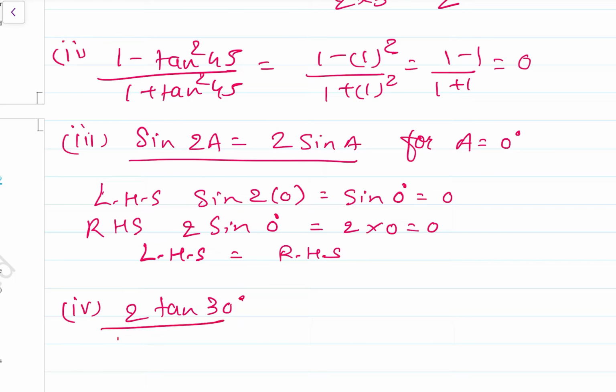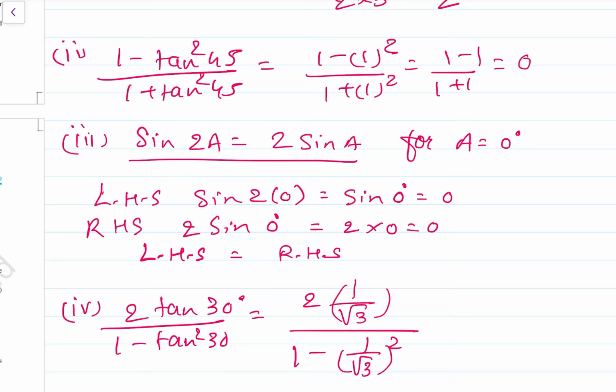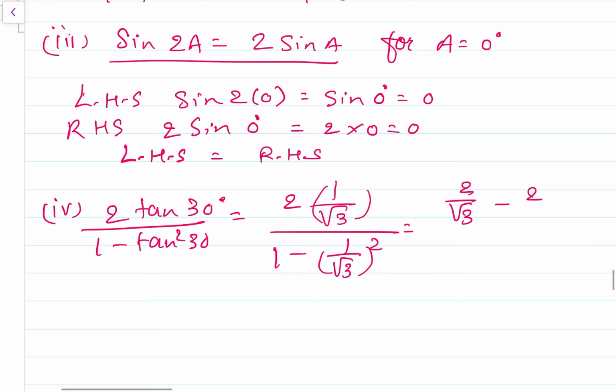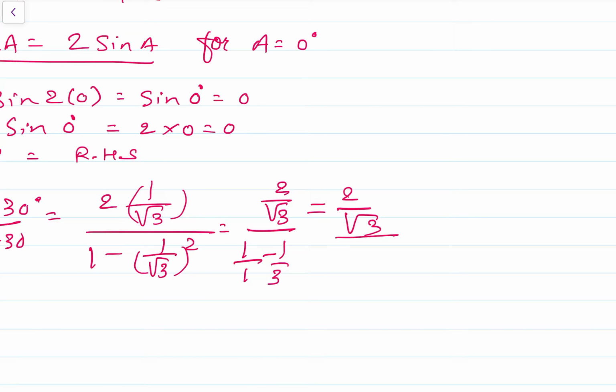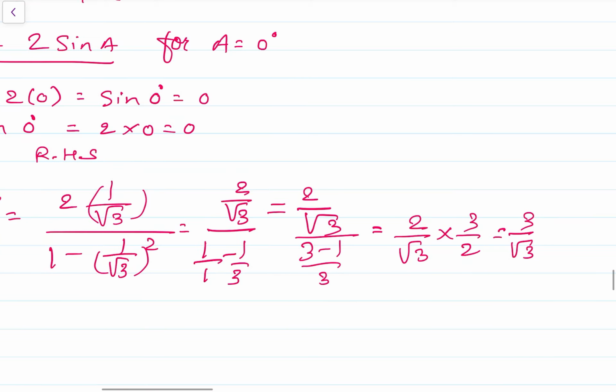tan 30 degrees upon 1 minus tan square 30, that is 2 times 1 upon root 3 whole upon 1 minus 1 upon root 3 whole square, that is 2 upon root 3 whole upon 1 minus 1 upon 3, which is equal to 2 upon root 3 into 3 minus 1 upon 3, which is 2 upon root 3 into 3 upon 2, which is equal to 3 upon root 3 into root 3 upon root 3.